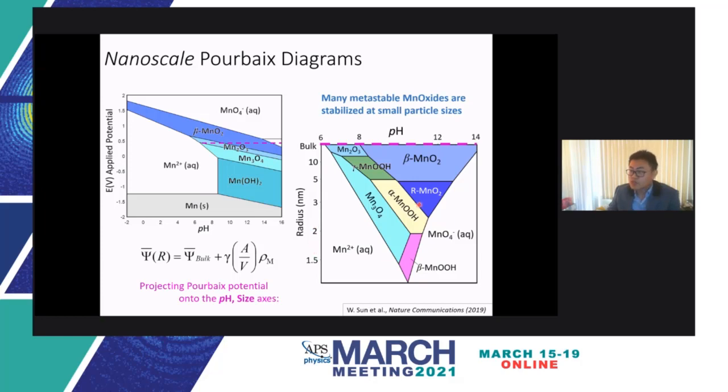Why? Because they have low surface energy. Okay? These materials have very low surface energy, so at the nanoscale, where surface energy dominates, these materials become size stabilized. So metastable materials can have equilibrium regions under different thermodynamic axes that we don't usually anticipate.